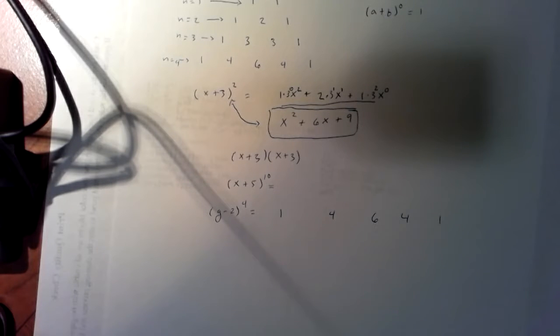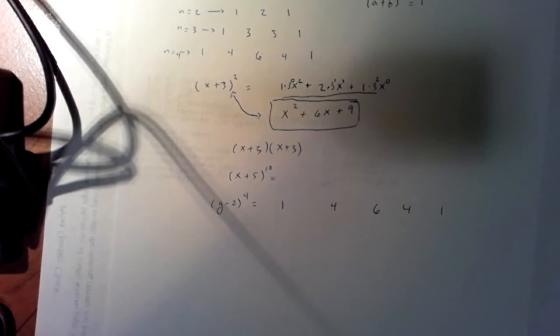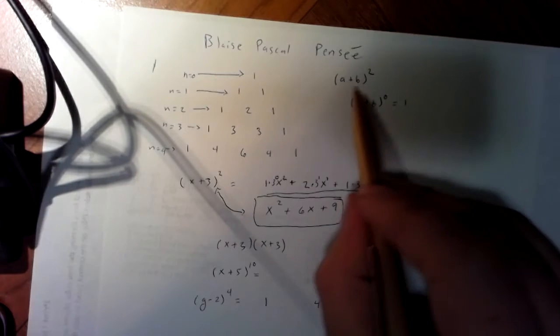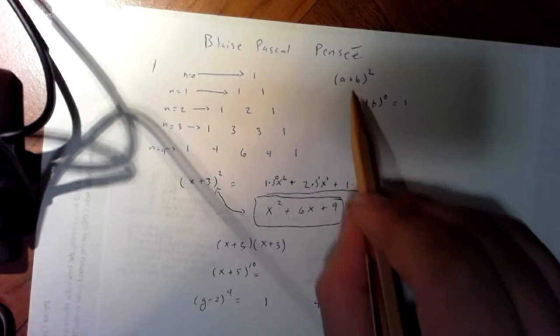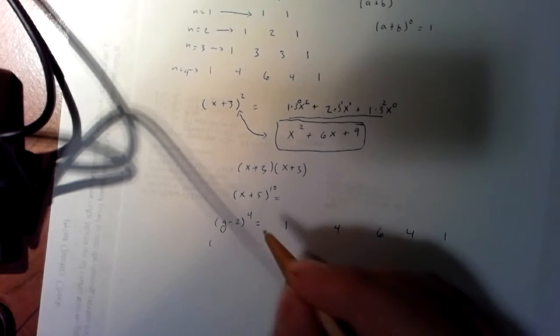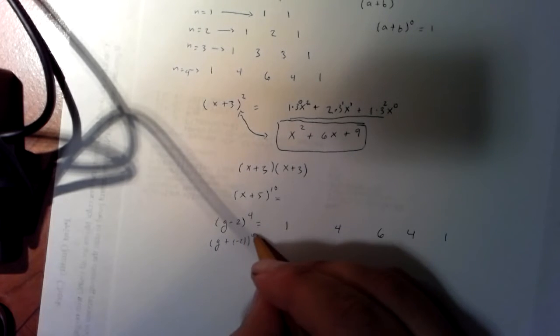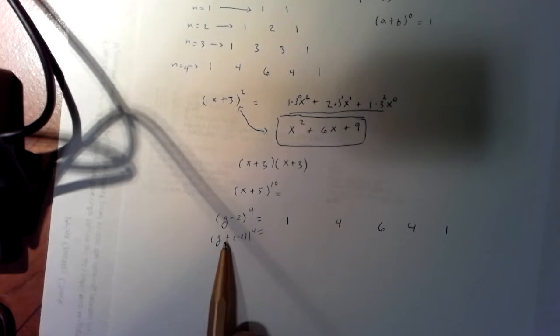Okay. Now we're going to go ahead and write these guys right here. Now you have to be extremely careful because Pascal's triangle is in the form of a plus b, right? So if you see a minus 2, you're going to treat that as a negative, because this is saying g plus negative 2 to the power of 4. So just be careful with that, because there is a minus, so that's really going to be g plus negative 2.